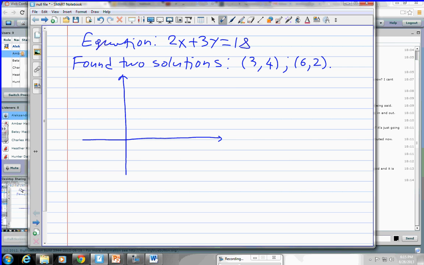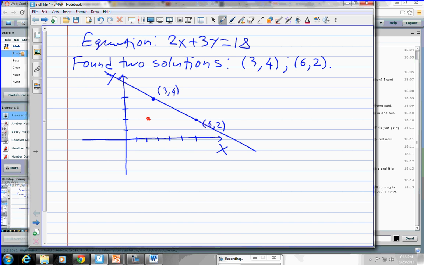We have our x-axis, we have our y-axis, and 1, 2, 3, 1, 2, 3, 4 is somewhere here, and 6 would be, where is it? 6 and 2 is somewhere here. So if I do that, every point on that line solves that equation. That's what graphs are. Okay, it doesn't have to be just a straight line. Depending on your equation, you might get something curly or curvy, rather. But what that means, I can ask you this.